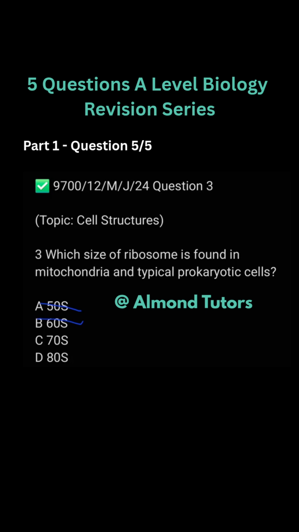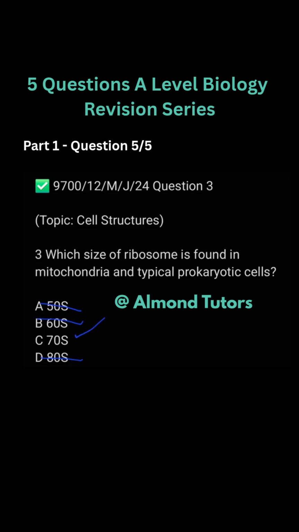Now, remember, we also said that prokaryotes usually or always have only 70S ribosomes. So if prokaryotes have 70S ribosomes and mitochondria used to be like a prokaryote, it also means that mitochondria has what? 70S ribosomes. So in that case, 80S, we can strike it out. Okay? And so our answer is what? Our answer is 70S ribosome, which is C. So that's our correct answer.